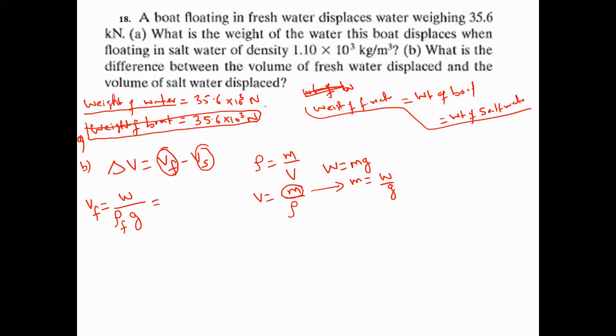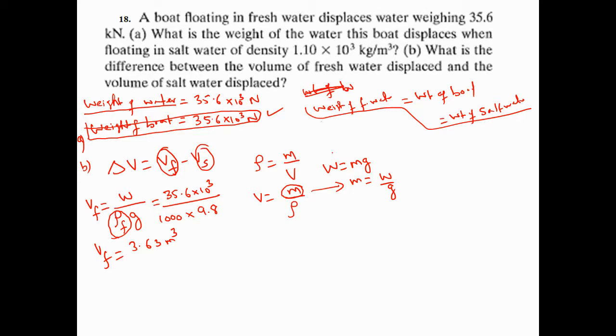So what is the weight of the boat? The weight of the boat is 35.6 multiplied by 10 to the power of 3, divided by the density of the fresh water, which is 1000. It's a constant value, so don't worry about it, okay? And the g value is 9.8. When you multiply these, what will you get? You will get the volume of the fresh water as 3.63 meter cube. Understand?